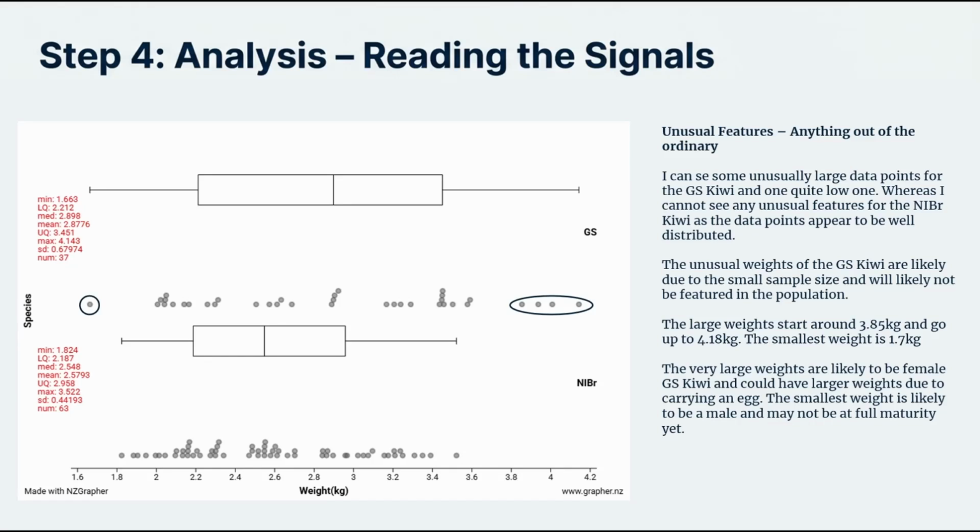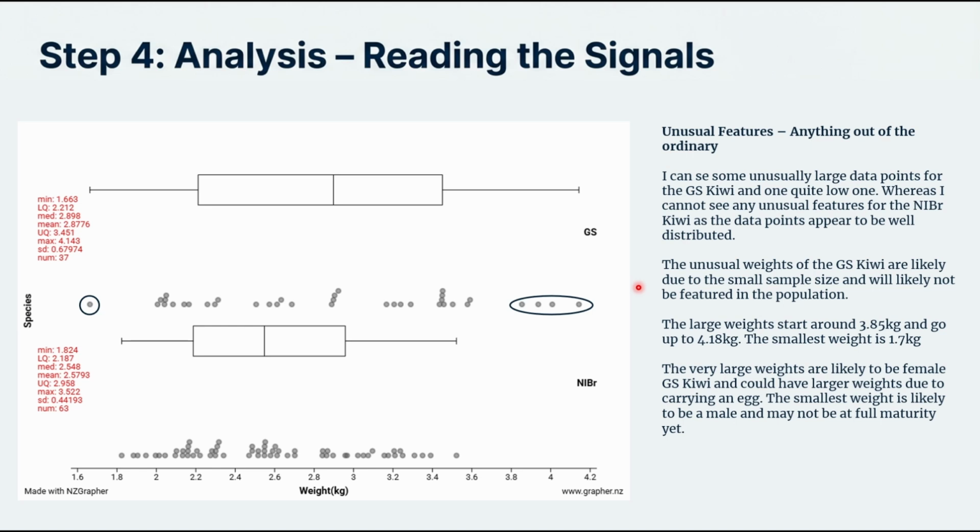The last feature we're going to discuss is unusual features, anything out of the ordinary of your data. Unusual features can be one of three things. Clusters of data points, we have one here in the Great Spotted Kiwi. Singular data points far away from the rest of the data, we have one over here. Or gaps inside the data, and we can see that there are gaps inside our Great Spotted Kiwi data as well.